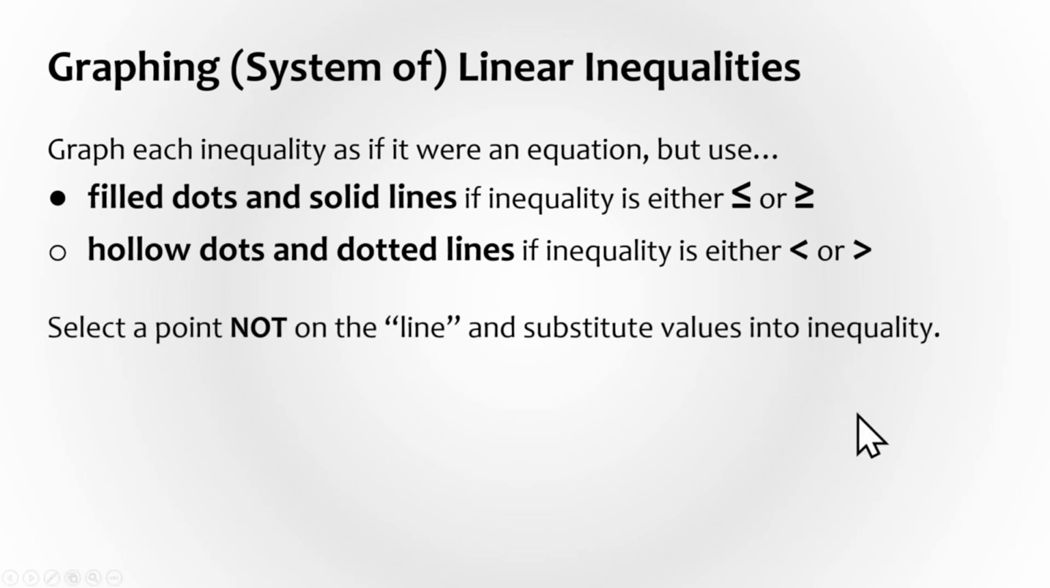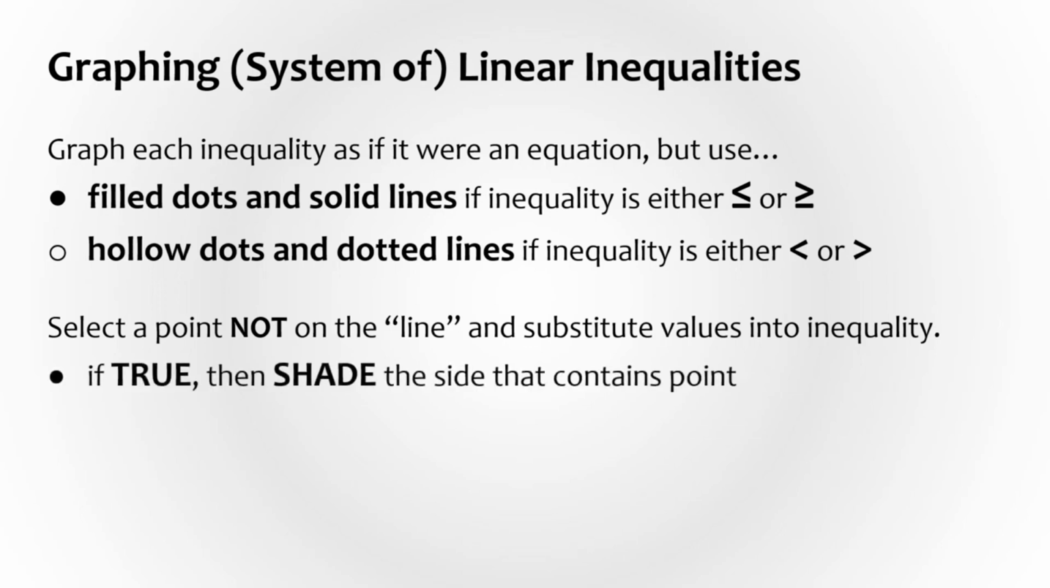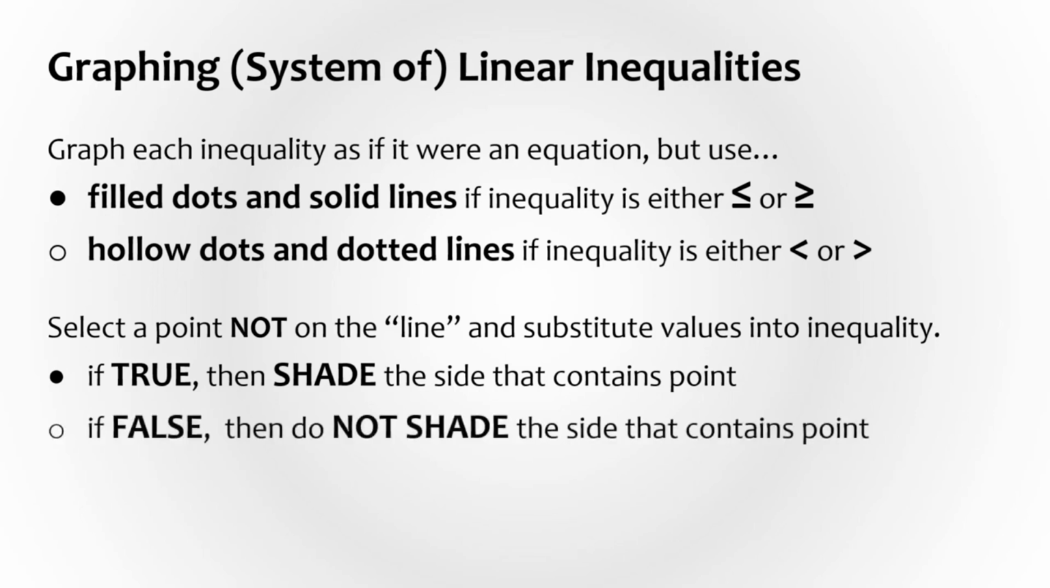When it comes to the shading part, you're going to have to select a point that is not on the "line." And I put line in quotes because really it's an inequality and the line may or may not be included. But the point is, pick a point that's not going to fall on that line and then substitute the values into the inequality. If it's true, you're going to want to shade the side that contains the point. If it ends up being false, then don't shade that side. And what we'll eventually find out is that you'll end up shading the other side that would not contain the point.